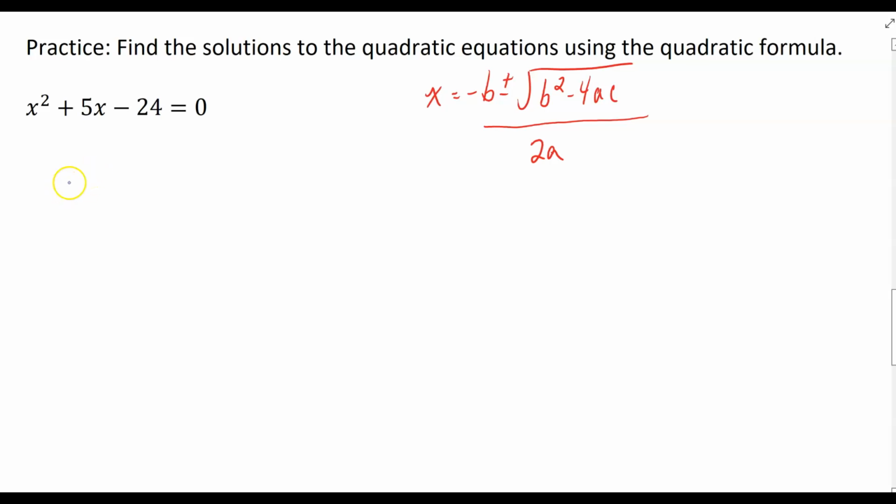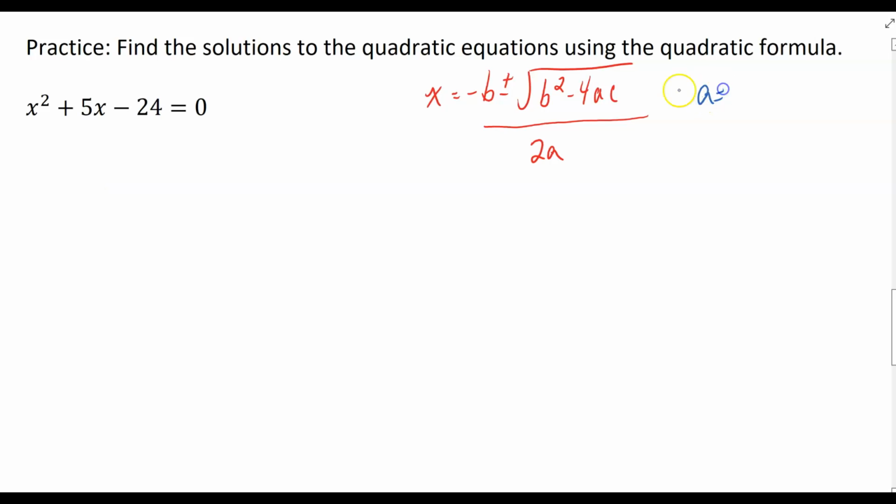Okay, I'm going to go ahead and find x. I noticed that my quadratic equation is already in general form. It's got my x squared term first, plus my x to the 1 term, plus my constant equals 0. So we are ready to go. X equals minus b. Actually, you know what? Let's state what a, b, and c are first.